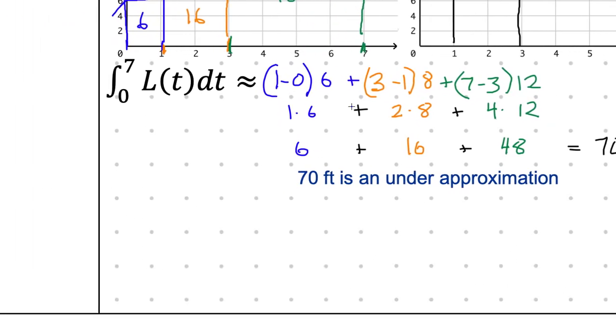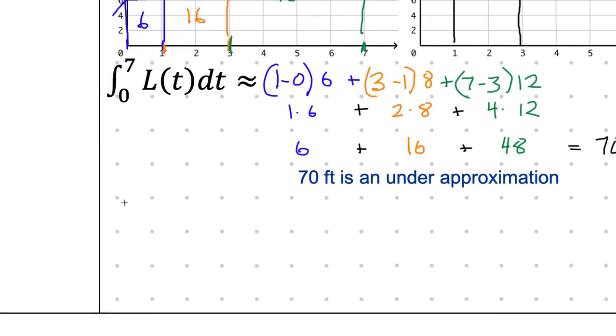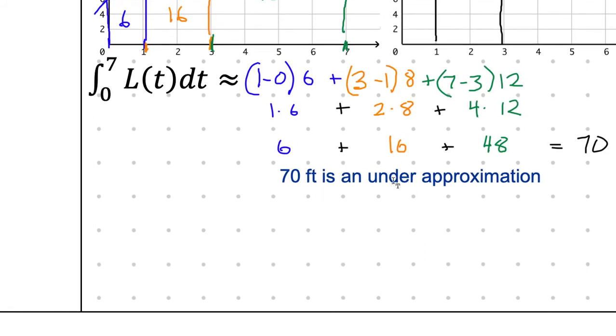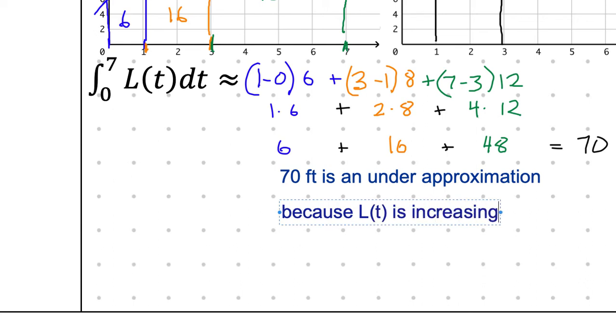So let me write down what Claire just said down here. Increasing is under. So we wrote it's an under approximation, but why? They'll ask you why. If you don't write why, you don't get your point. We'll say because L of t is increasing. Done. Now we have the correct reasoning.